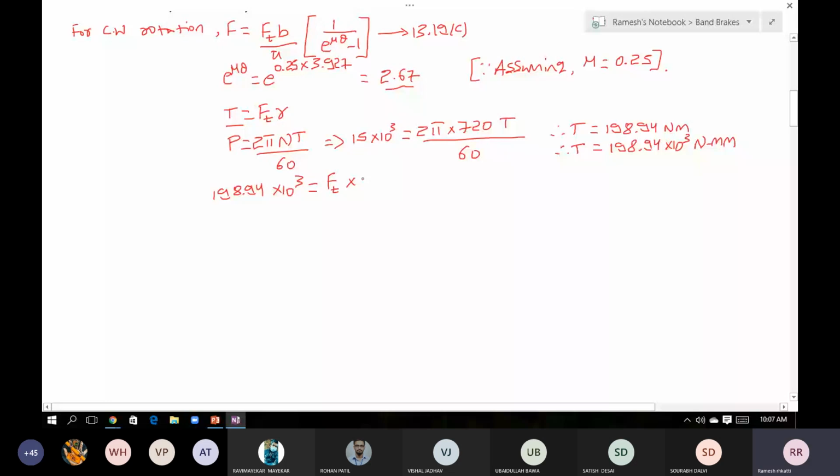From this, the tangential force you will be getting, Ft, is equal to the torque divided by the radius. Here the torque unit is Newton mm, and the unit of radius is mm. The mm will get cancelled, therefore the unit of tangential force will be Newton.